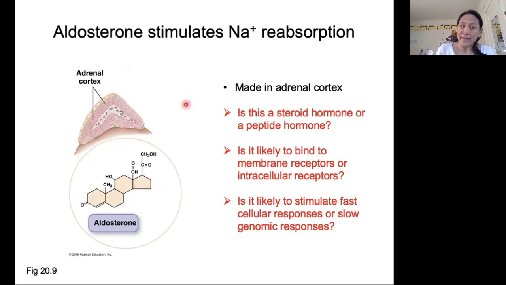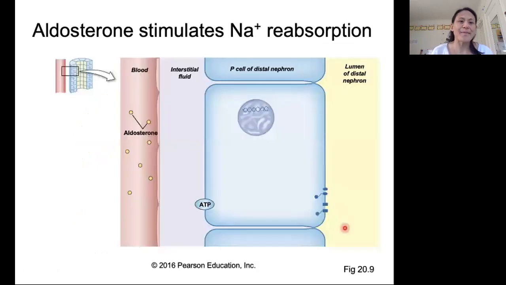Hopefully you figured out that aldosterone, based on its structure, is a steroid hormone. Based on that, you should have been able to make predictions about its mechanism of action. So let's take a look at the mechanism of action of aldosterone and see if you were correct.